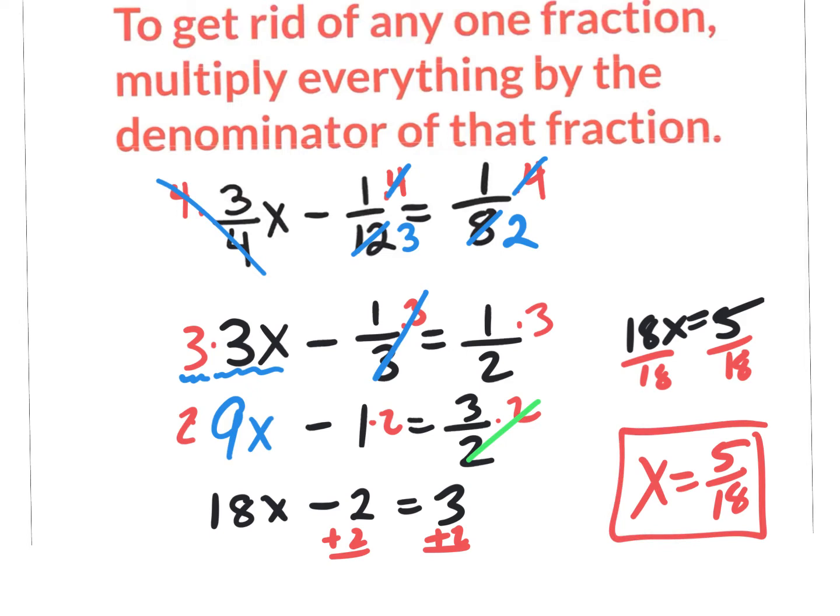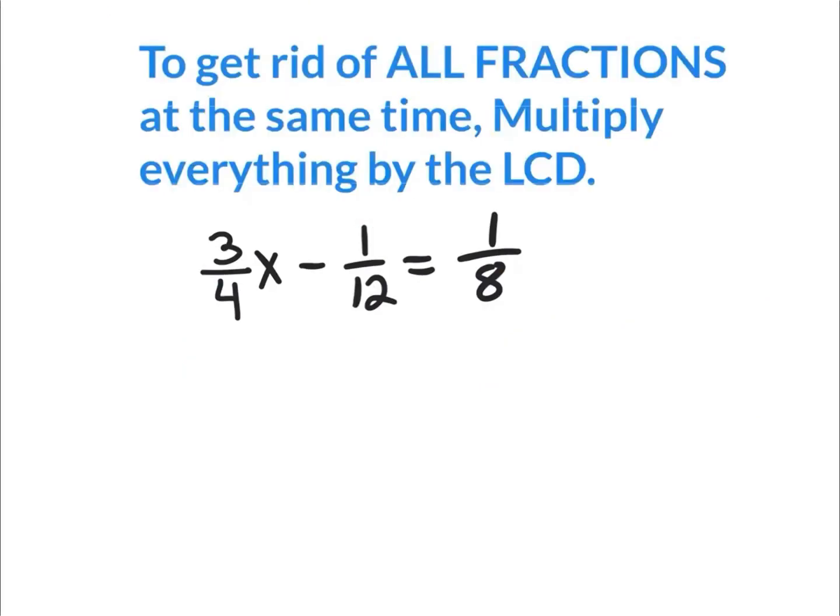Now, you guys told me to pick 3/4 first. If for some reason you guys would have told me to cancel out the 12s first, it would have actually canceled out 2 fractions. It would have been a little easier. But either way, when you get rid of one fraction at a time, it's pretty straightforward. Multiply everything by the denominator of the fraction that you want to get rid of. Okay? Let's go back to the same equation. But this time, I'm going to get rid of all 3 fractions at the same time by multiplying by the LCD. So what is the LCD of 4, 12, and 8?